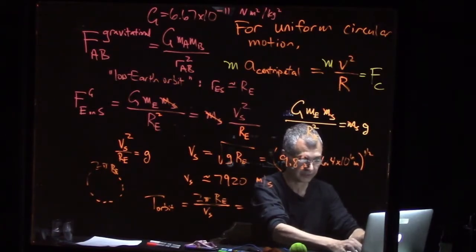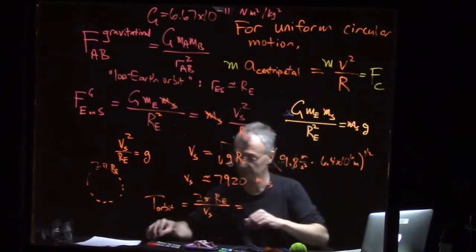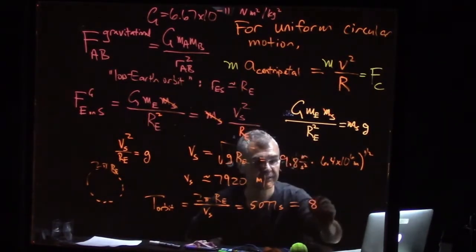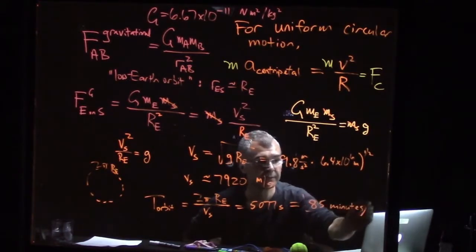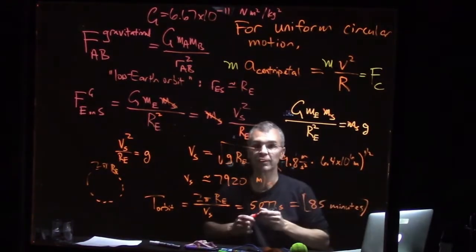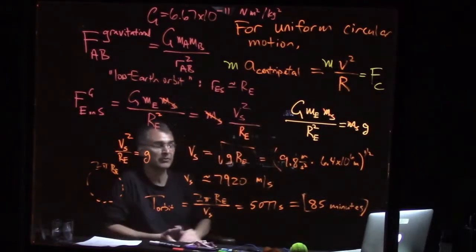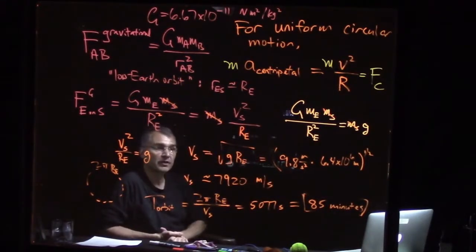And that says 5077 seconds. And we divide that by 60 to get minutes, and it gives us 85 minutes. I think that's right. So I remember from childhood watching the space shuttle launches that it takes roughly 90 minutes, maybe just a little under 90 minutes, for a satellite in low Earth orbit to encircle the Earth. So we did it. 85 minutes.